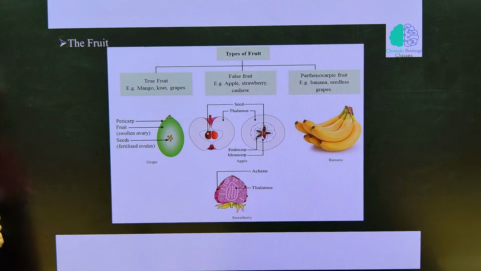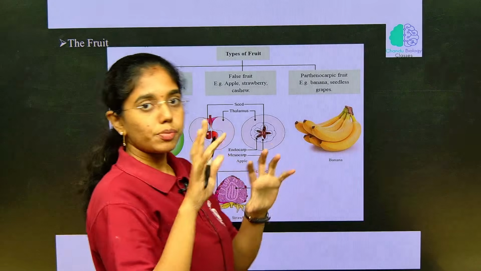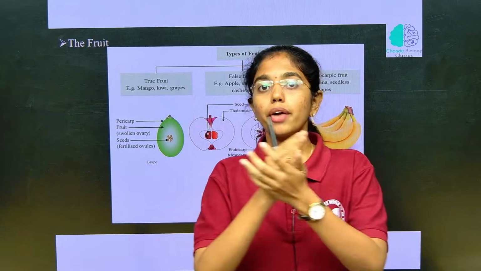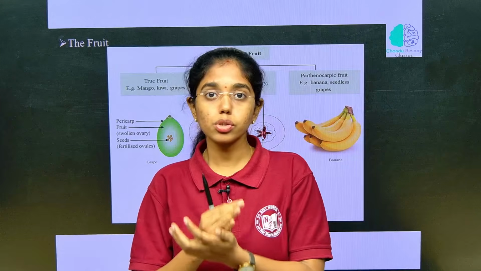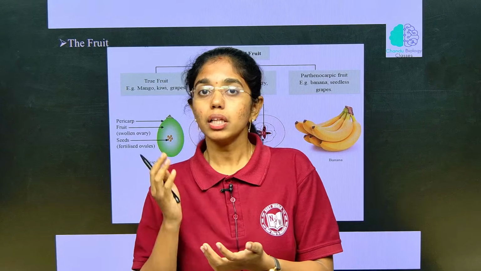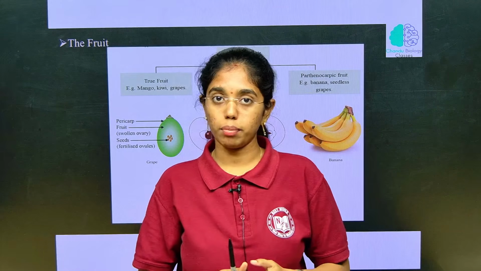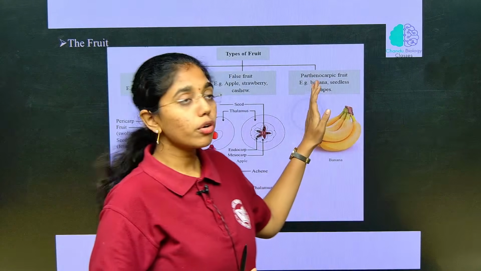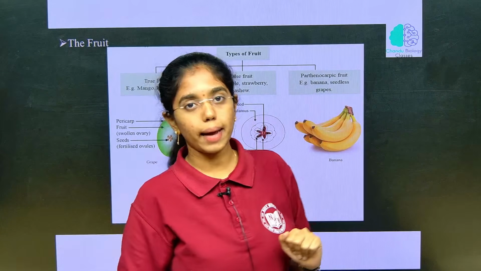Now look into the types of fruits. We have different types of fruits. Ovule develops into seed, ovary develops into fruit. If only the ovary is contributing in the fruit development, then those fruits are addressed as true fruits. Along with the ovary wall, if any other part of the thalamus or any other floral part is contributing in the fruit formation, those fruits are addressed as false fruits. And fruits which are formed without fertilization are known as parthenocarpic fruits.